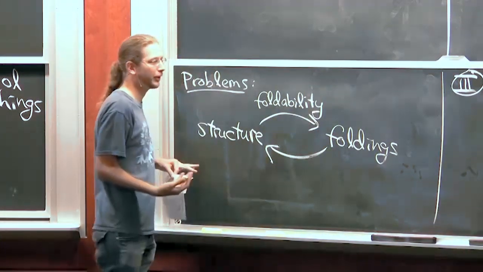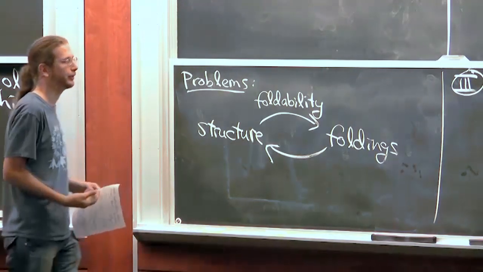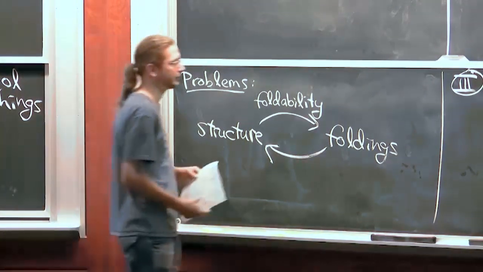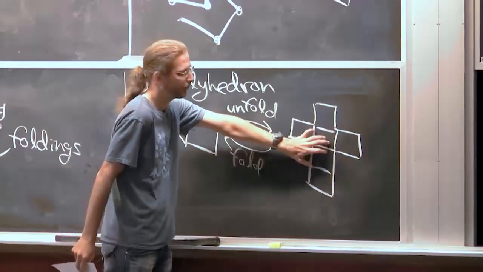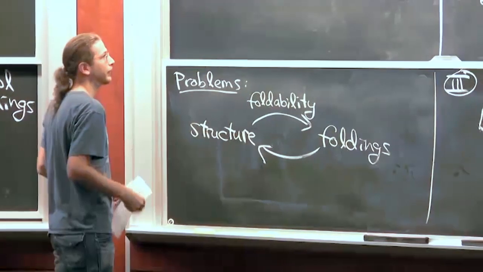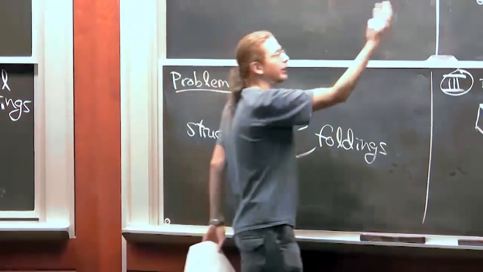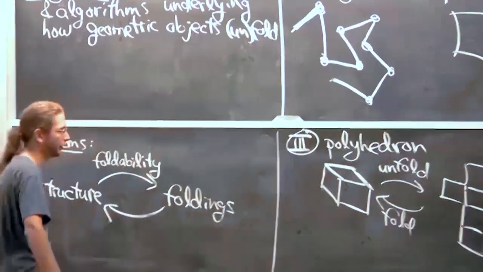I have something like this, and I want to know what it can fold into. That's an example. What can the cross fold into? Or I have some linkage, I have a robotic arm. It's already fixed. I've already designed it, built it. What shapes can it fold into?